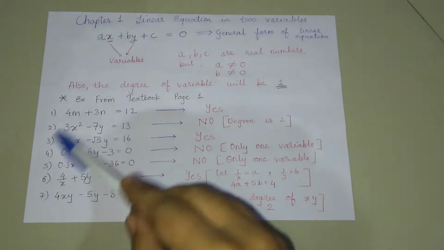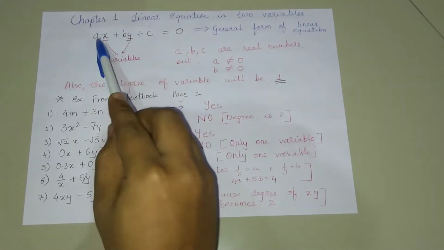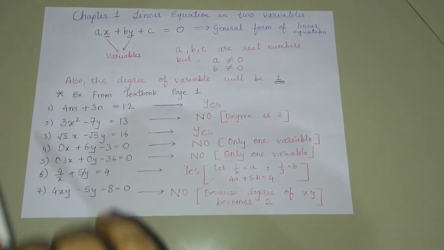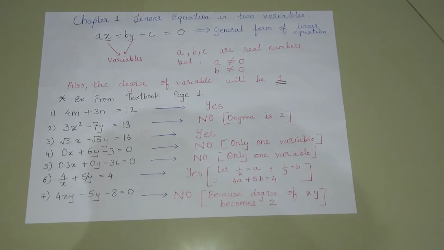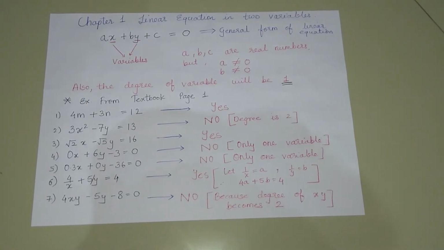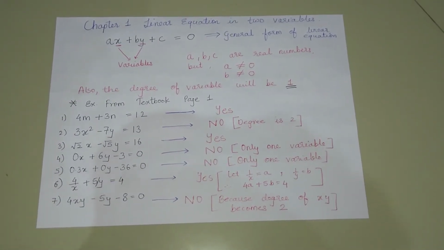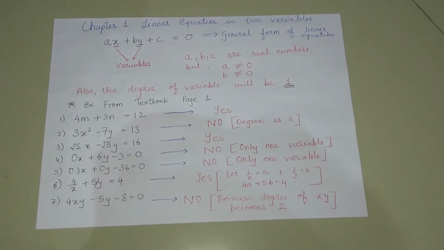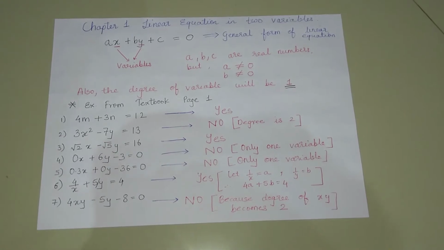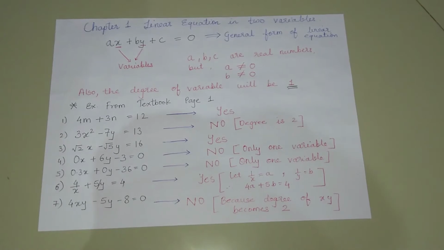Also, the degree of the variable should always be 1. So this is the linear equation in two variables. From your textbook page number 1, there is an activity given, so let's see which equations are linear and which are not. I hope you understood the linear equation and what the variables are. Let's quickly come to this activity.